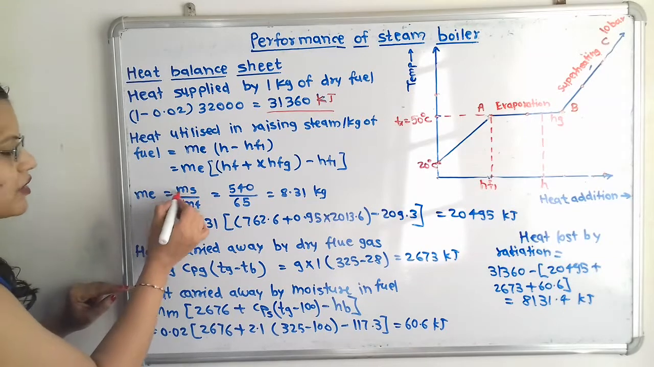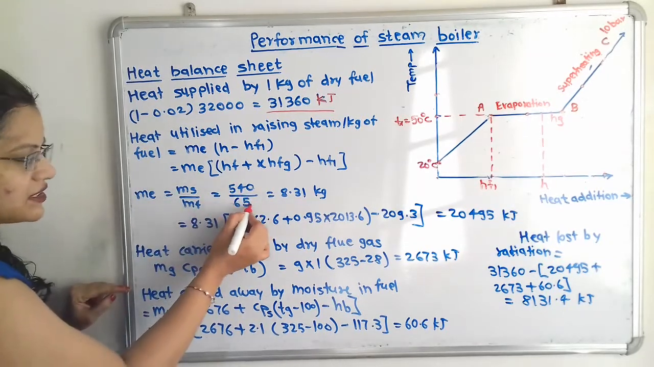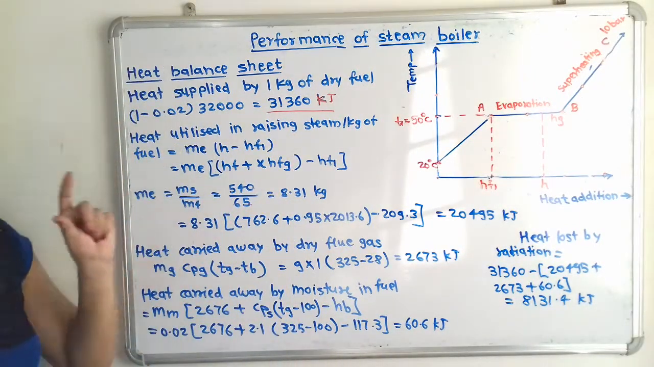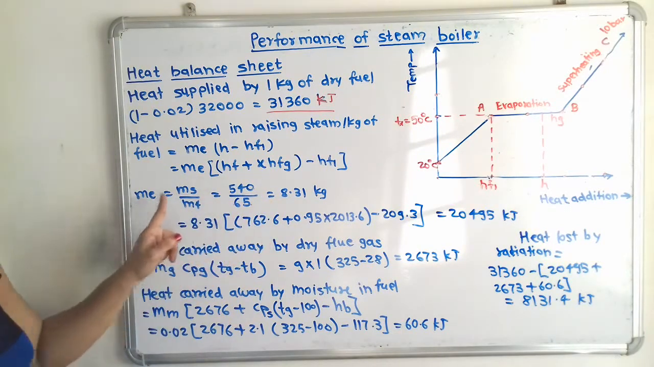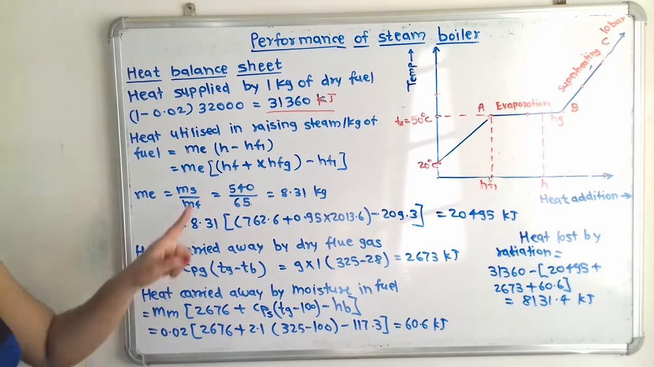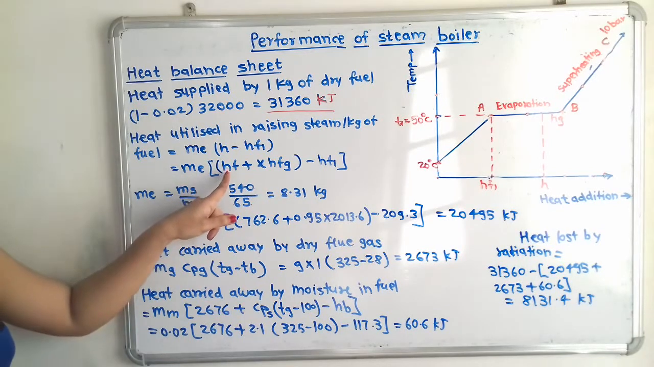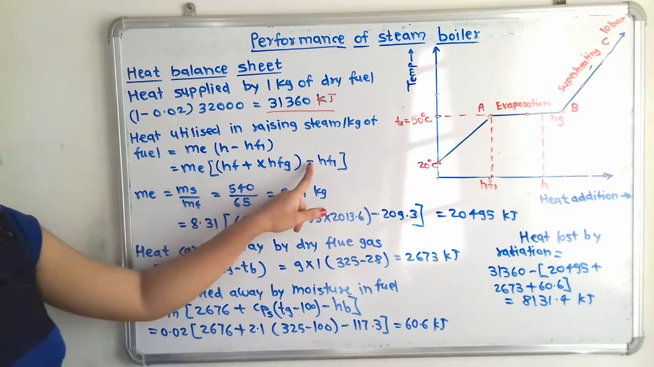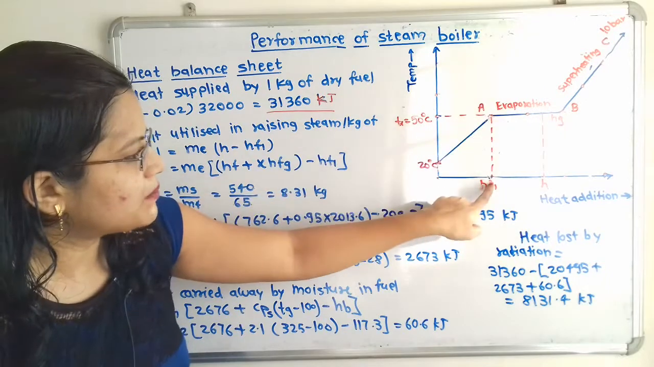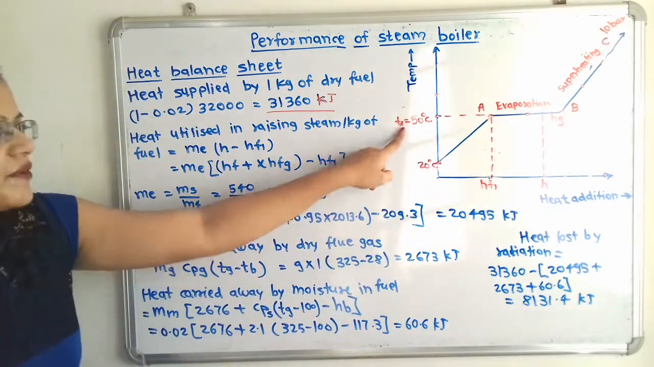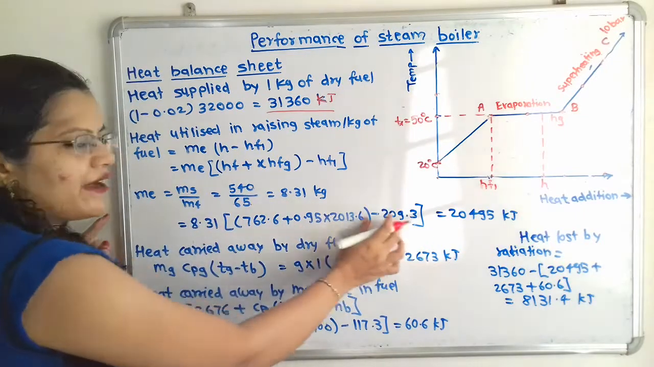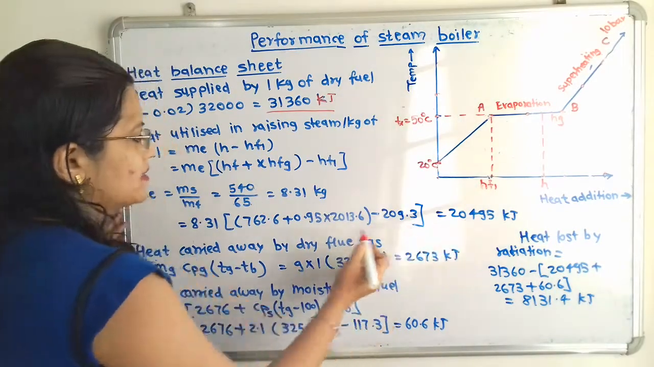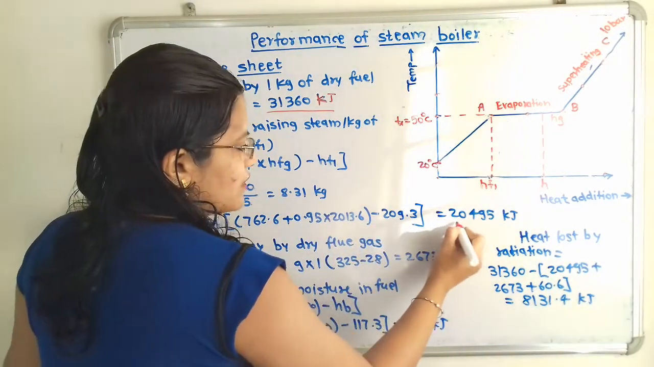The mass of steam and mass of fuel, 540 by 65, are flow rates per hour, so both have the same unit. We take the ratio, and Me is equal to 8.31 kilogram. Then HF and HFG values are taken at 10 bar pressure, then X is the dryness fraction, and HF1 is the enthalpy of the feed water at 50 degrees Celsius. All the values we have already seen from the steam table. We put those values in and the answer is 20,495 kilojoule.